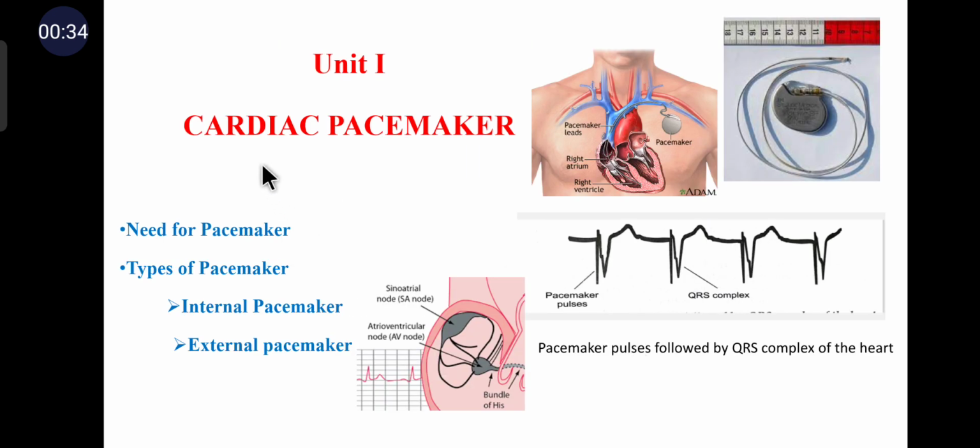The first topic is the cardiac pacemaker. Before going to see the pacemaker in detail, why do we need this pacemaker? The rhythmic beating of the heart is due to the triggering pulses that originate in an area of specialized tissue in the right atrium of the heart. This area is known as the sinoatrial node.